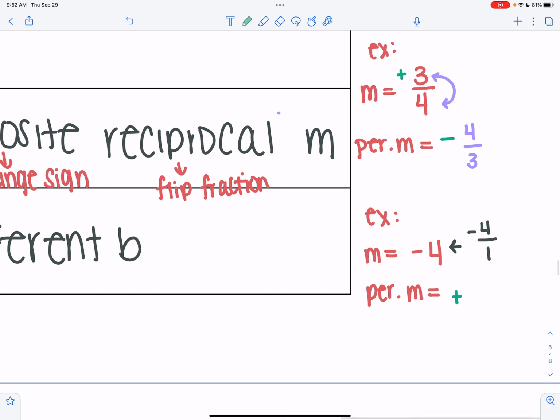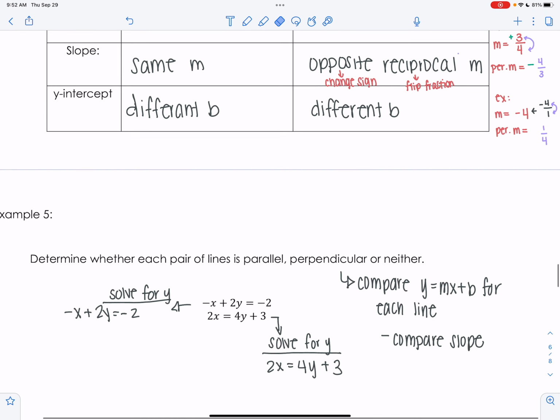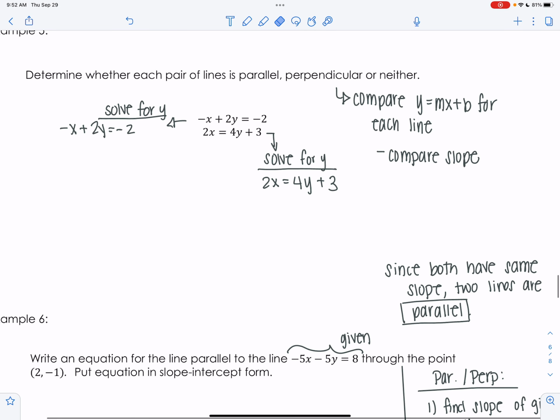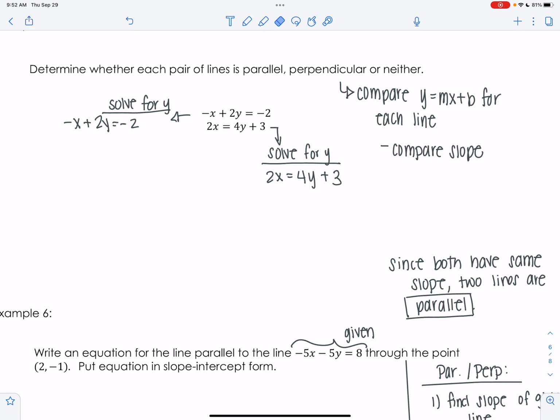And then I need to flip the fraction so that it is 1/4. Now, again, we would not write that positive, so the perpendicular slope would be 1/4. All right, so let's use this example and just look at this idea of, are they perpendicular, parallel, or neither?